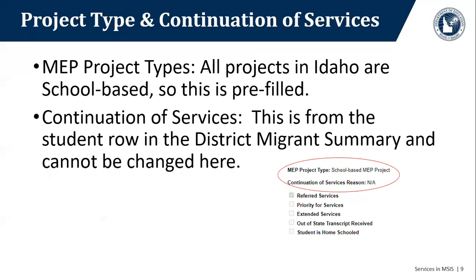So the next 2 things that you'll see under regular term services is you'll see MEP project type and then continuation of services reason. The MEP project type is the way that the state has chosen to set up their migrant education program. So for Idaho, we've chosen to set up our migrant education program as a strictly school-based program. That doesn't mean that every single district has it, or even that every single district or every single migrant student is served through a local school liaison.